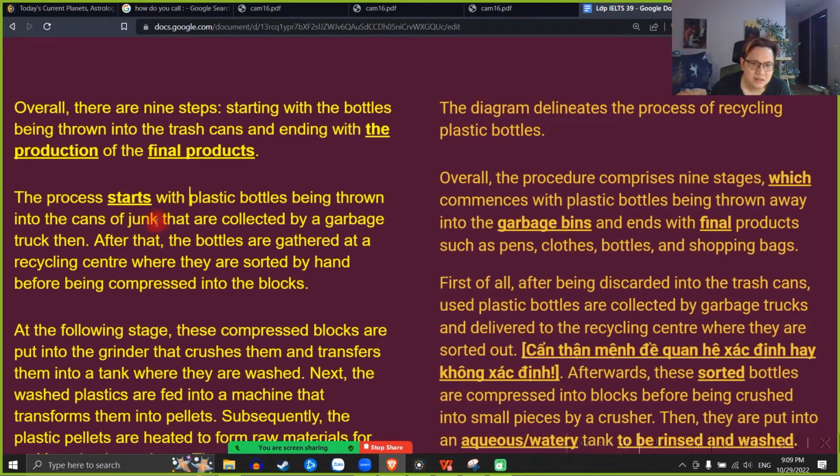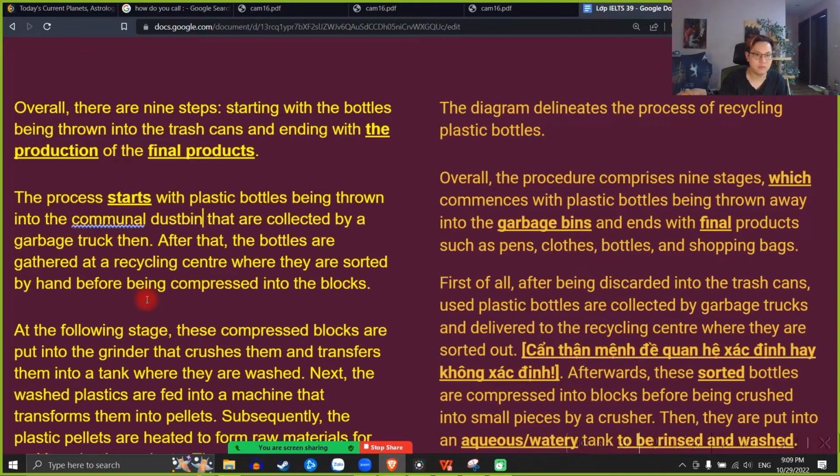Cans of junk được ném vào những cái hộp rác hả? We don't say cans of junk. You can use the word communal bins, communal dustbin.